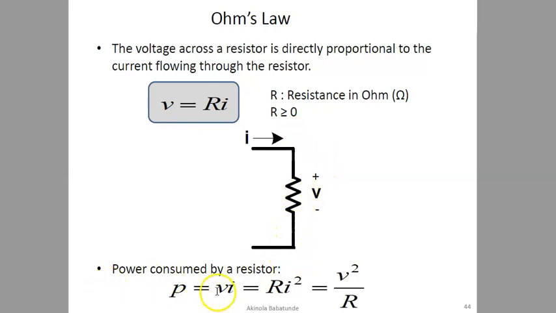The power consumed by a resistor is given as P equal to VI. If we say our V equal to Ri and replace V here with Ri, you will end up with Ri squared. So P can also be equal to Ri squared. If from here our I equal to V over R, and instead of writing I here, you put V over R, you will end up with V squared over R. So we can also say that our P equal to V squared over R.